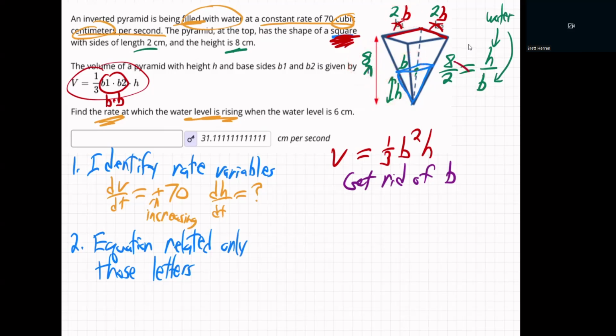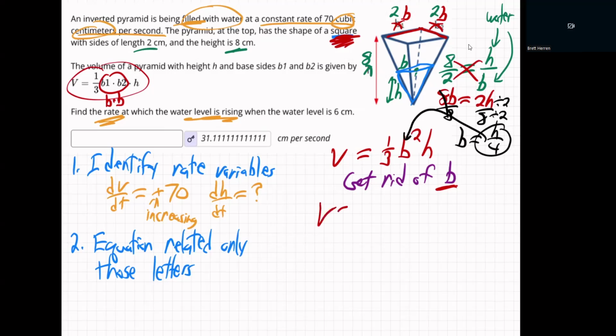Well, then I can cross multiply and I get 8b = 2h. Remember, I want to get rid of b, so let's solve for b. B is h over 4, right? It's divided top and bottom by 2 there. B is h over 4, so I just take that now and plug it in for b.